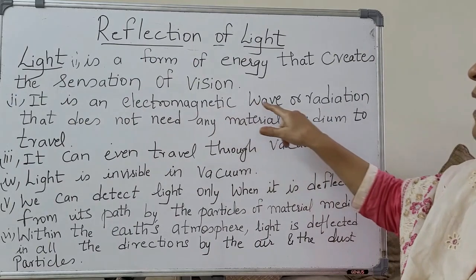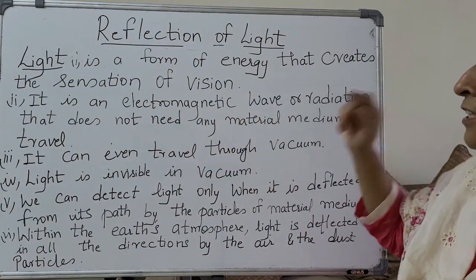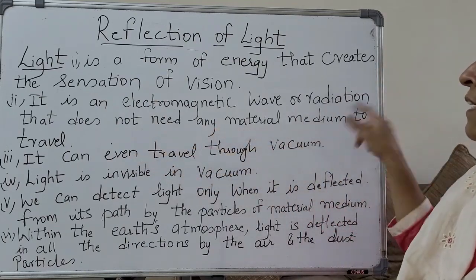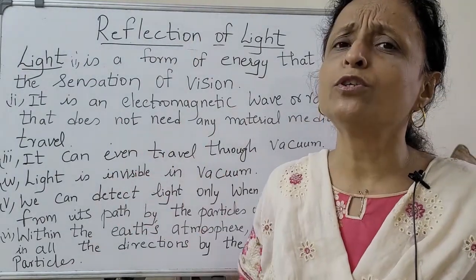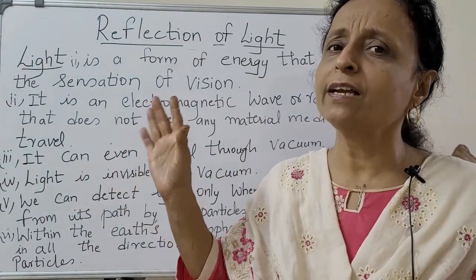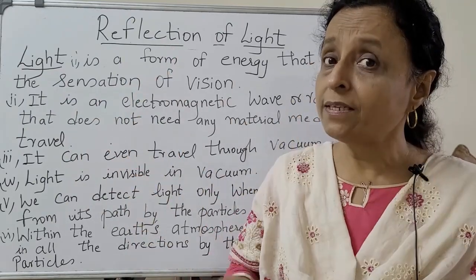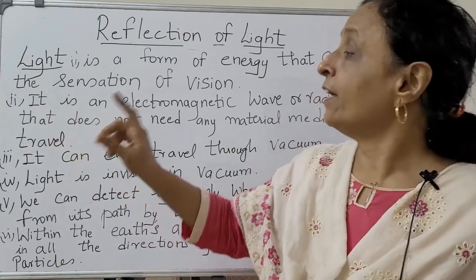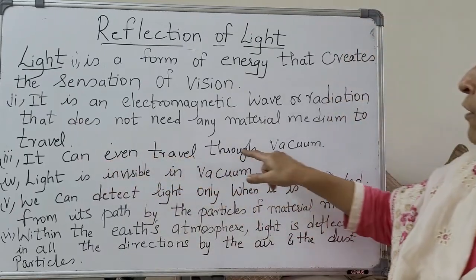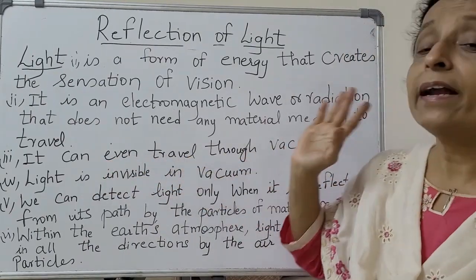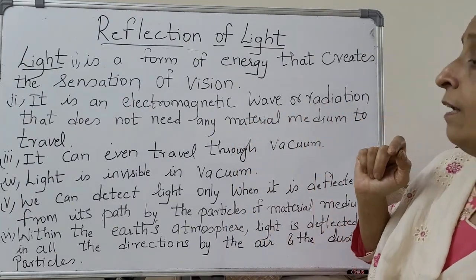It is an electromagnetic wave. It's a wave, it's a radiation that does not need any material medium to travel. It can travel in vacuum also. But in vacuum you won't see light, but it is traveling. So it does not require a material medium to travel. So it can even travel through vacuum. Light is invisible in vacuum. In vacuum you cannot see the light.